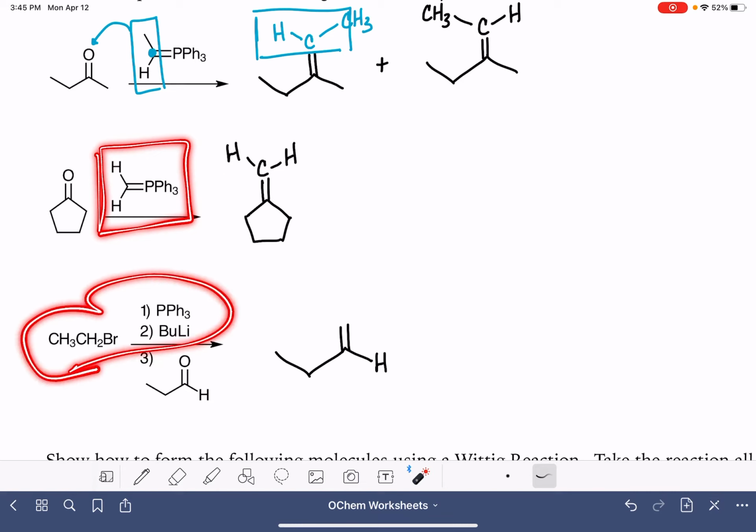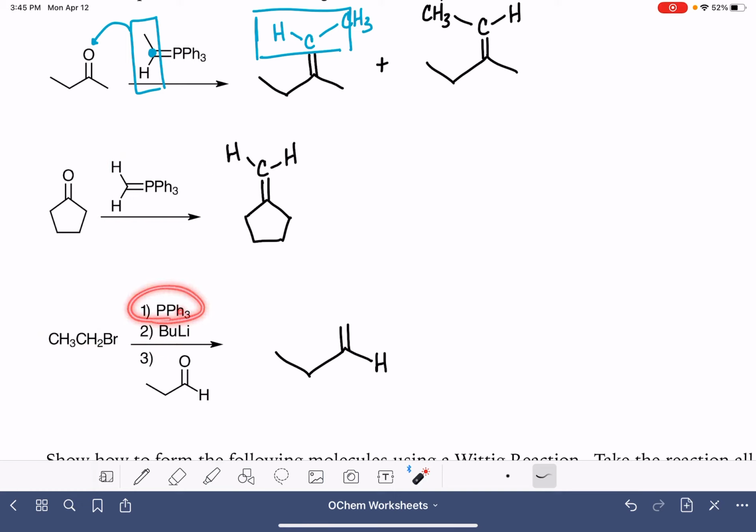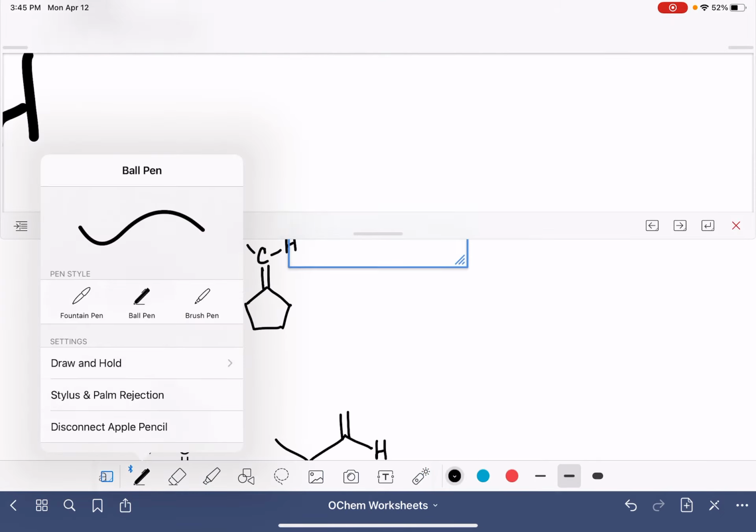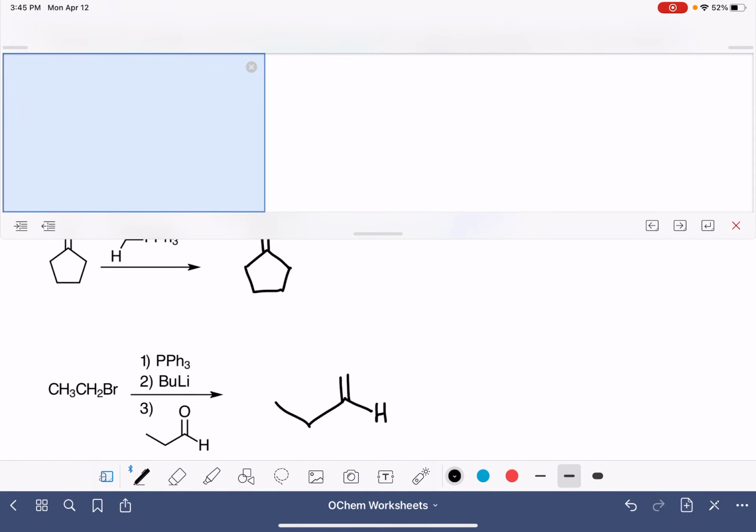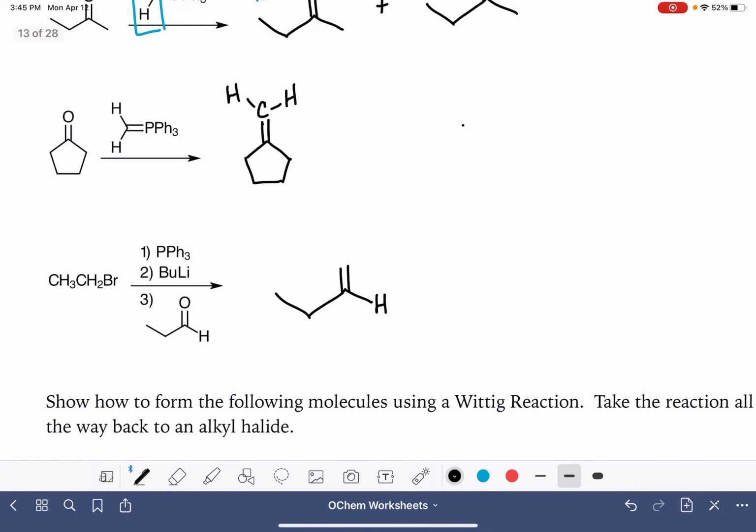So a Wittig reagent is formed between an alkyl halide and this PPh3. Ph is our abbreviation for a benzene ring. And so what you just need to do is envision what that Wittig reagent would look like. We would have our PPh3, and if we're looking up at this as our guide, that PPh3 has a double bond on it, and the double bond goes to the alkyl group.